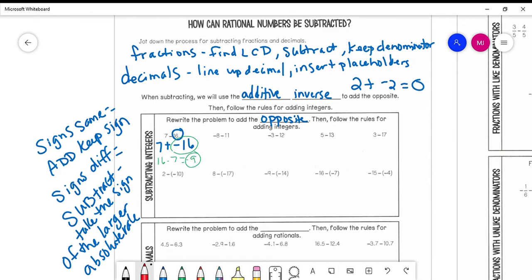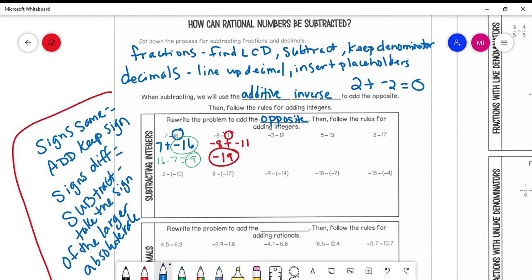Next problem. Change subtraction right here to addition of the opposite. So opposite of 11 is negative 11. Now follow your steps for adding, which are right here on the left. If the signs are the same, we add the numbers together and keep the sign. So we're adding 8 and 11, which makes 19. Both of these are negative, so the answer is negative 19.